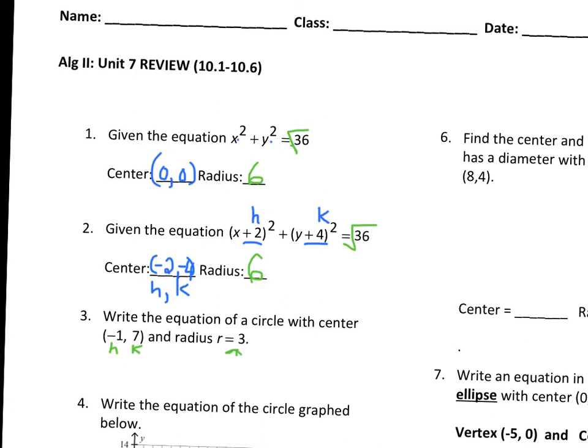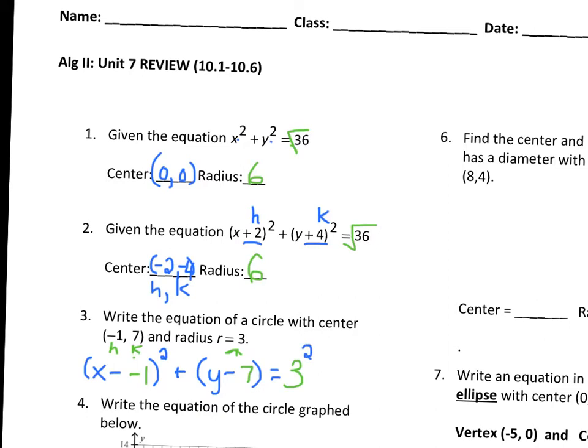So let's start off with parentheses x minus, that's part of the formula. Now we're going to put in the h, which is negative 1. We'll close it and square it, put a plus sign, parenthesis, y minus, because that's part of the formula. Now we'll put in the k, it's 7. Close the parenthesis, that's going to equal the radius squared. Don't forget to square it.